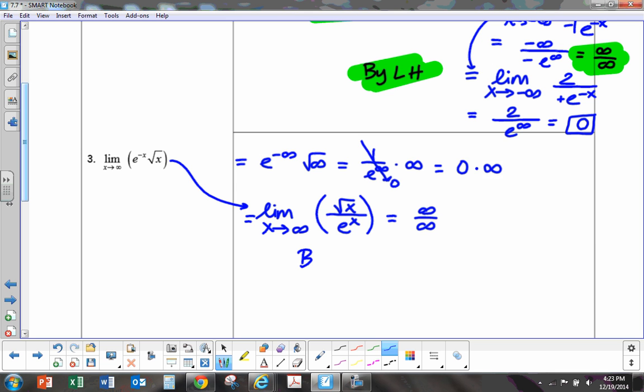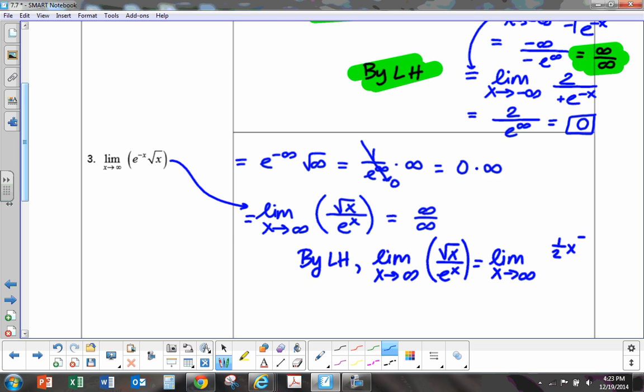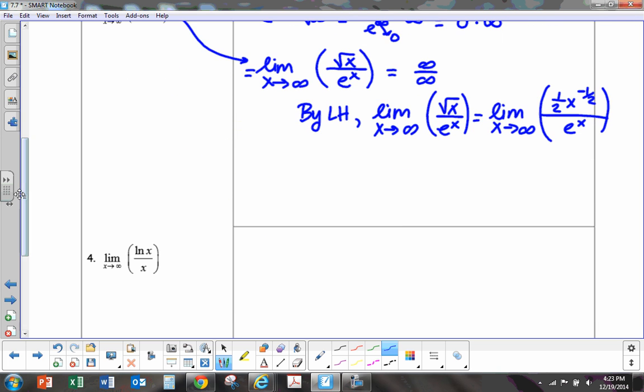So by L'Hopital's rule, the limit as x goes to infinity of that fraction is going to equal the limit as x goes to infinity, and I'm going to differentiate the top, 1/2 x to the negative half, over, and I'm going to differentiate the bottom, and it stays e to the x. Okay, let's try to see if I can actually get an answer from here, because I don't necessarily need L'Hopital's rule over and over and over again, so let's just clean this up.